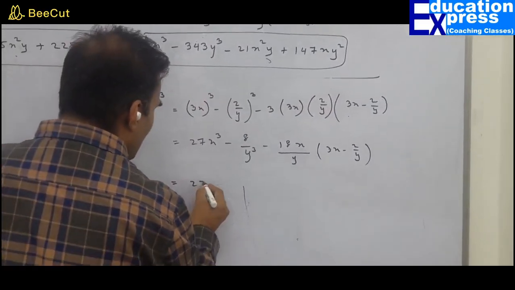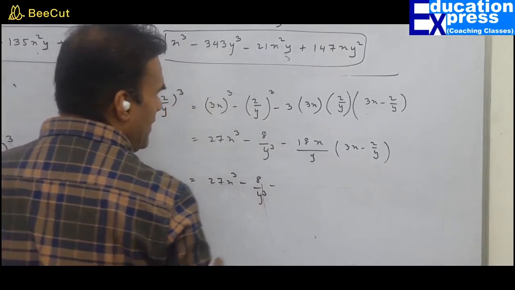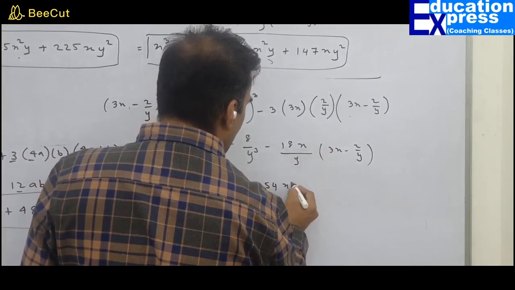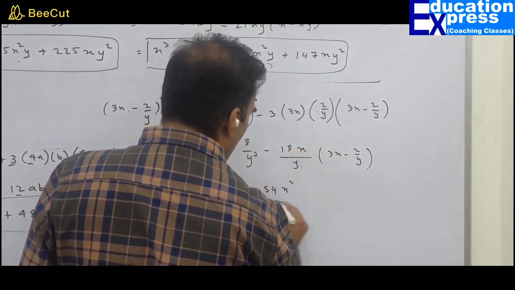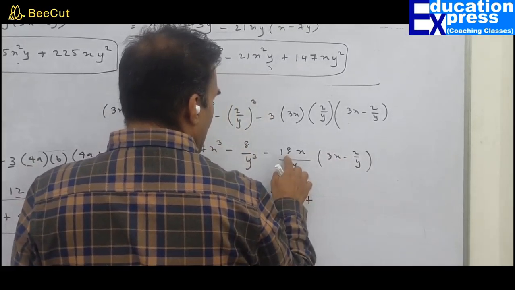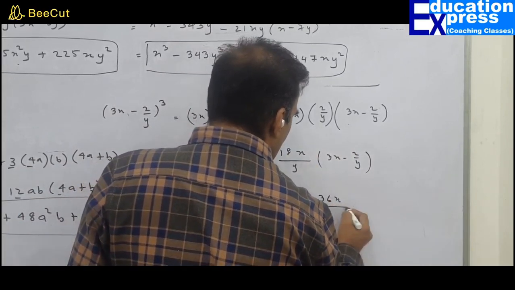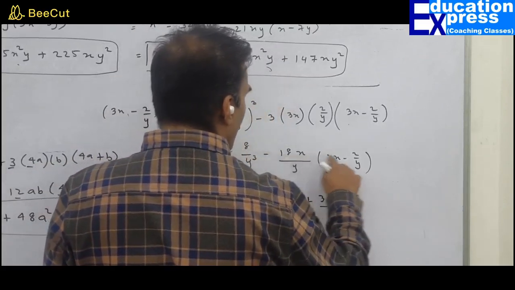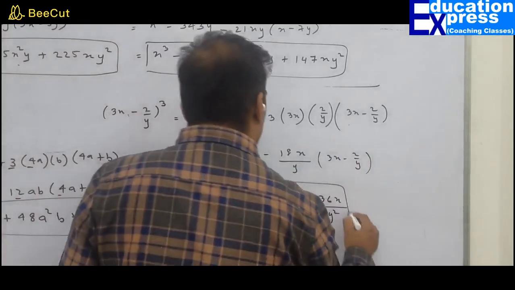From here on, 27x cube minus 8 upon y cube minus, pay attention my dear friends, 18 3s are 54, x into x square, all the numerators are multiplied, all the numerators upon y, minus into minus plus 18 into 2, that's 36, x. And now you see this denominator, y into y square. As I told you, numerator will multiply by numerator, denominators will multiply by denominators. So this is what will be your exact answer.